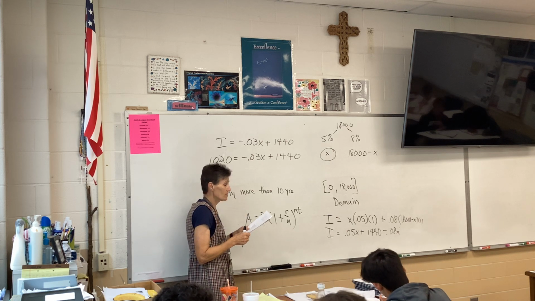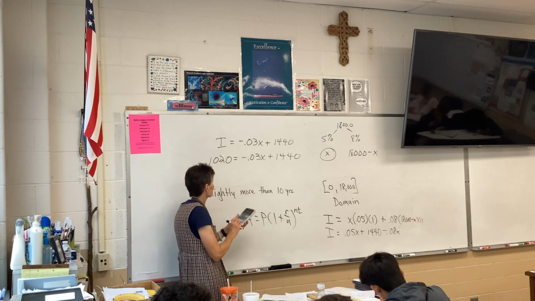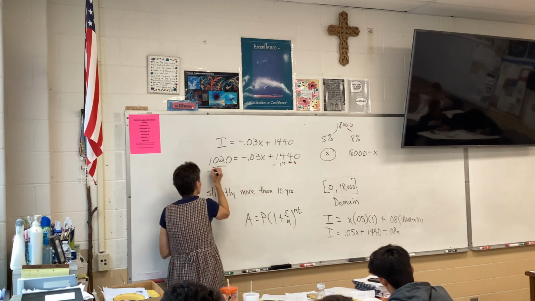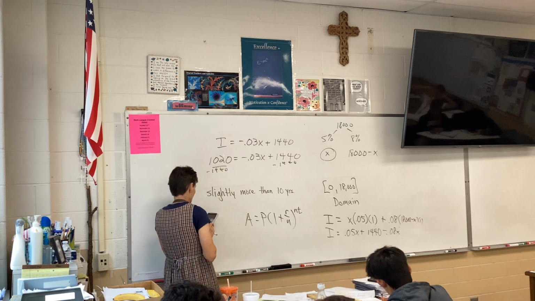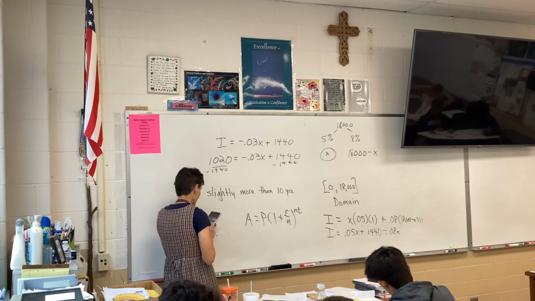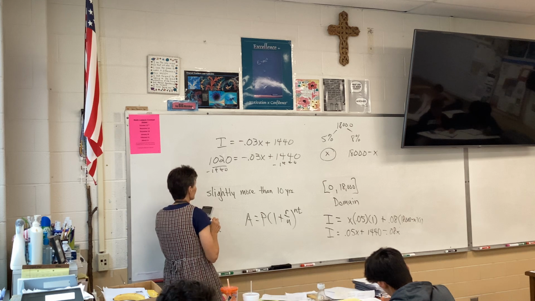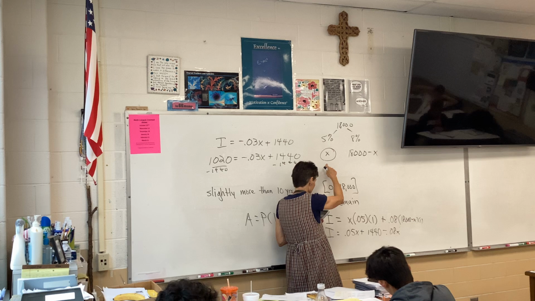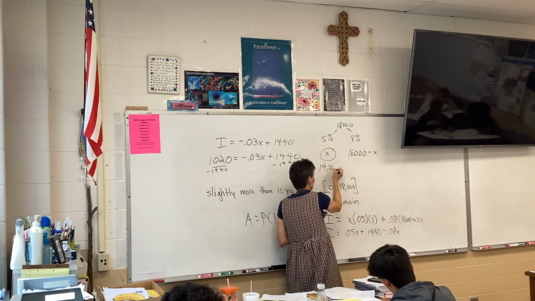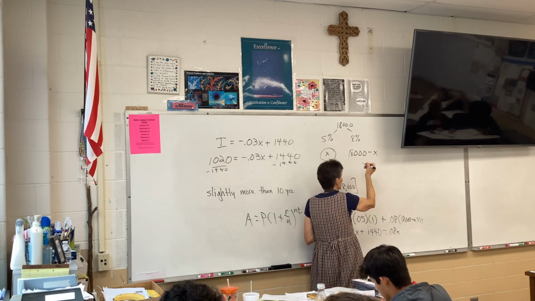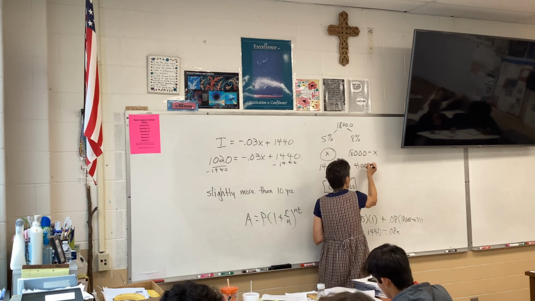That's dollars, that's your interest. So we'll subtract 1440 and divide by negative 0.03. So X turned out to be, if I did it right, 14,000. And then the other, it didn't ask, but the other one then would be 4,000. Does that make sense to you?